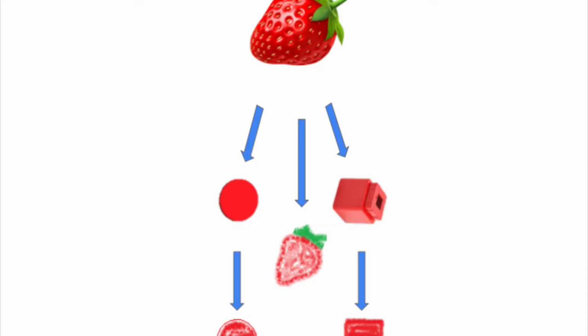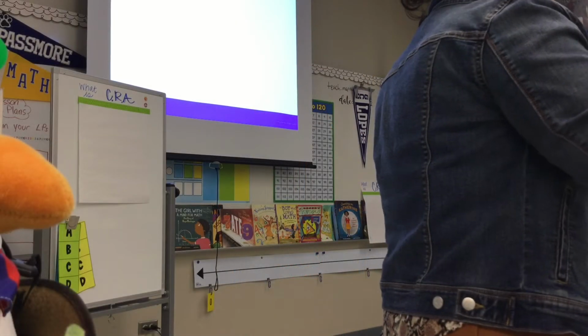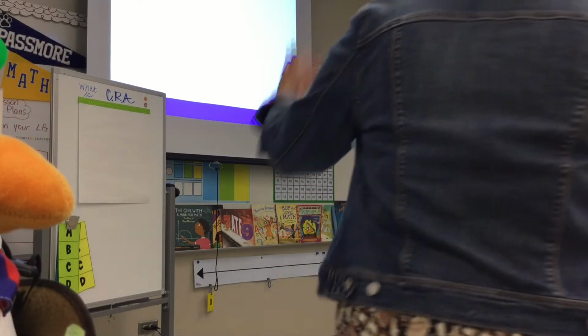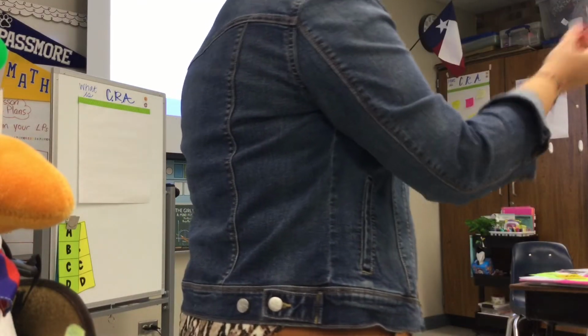Then we go down to the representation. Either it's a counting cube, a counter, or a drawing. And then we get down to the actual abstract part of the problem. Strawberry, whatever it may be, this is a strawberry, this is something concrete. The kids can touch it.